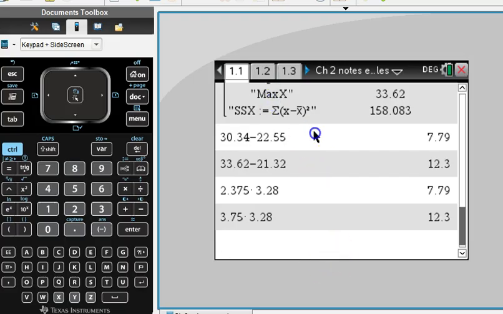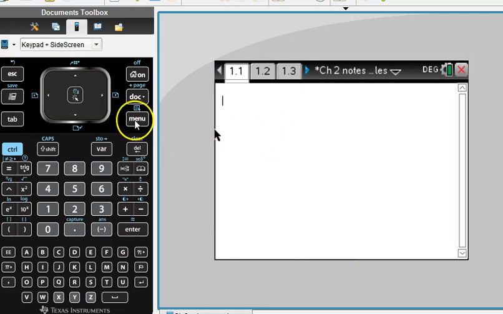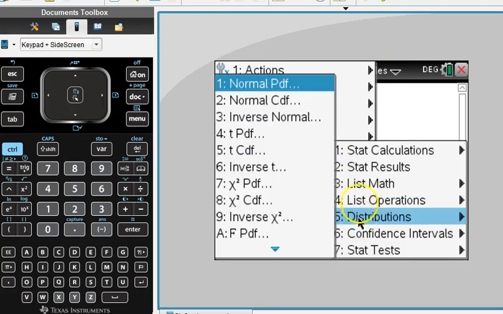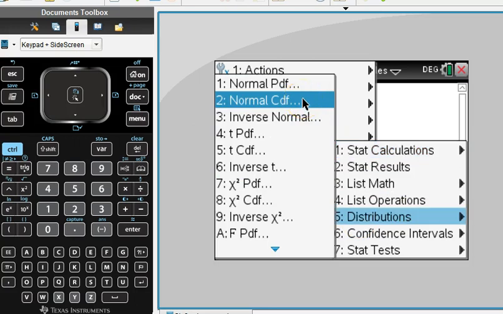So on your calculator, just clear this off, and we're going to go to Menu, Statistics, Distributions, and then Normal CDF, which stands for Normal Cumulative Density Function. Cumulative means that we're looking at an area under the curve between two values. Normal PDF is looking at the height of the curve at a specific value. That's useful for graphing, but it is not useful for finding probabilities because the probability is always an area under the curve, so it has to always be between two values.